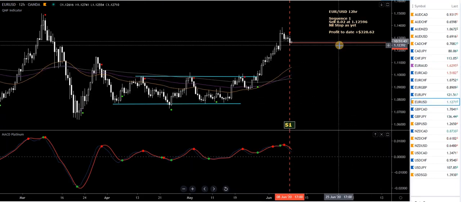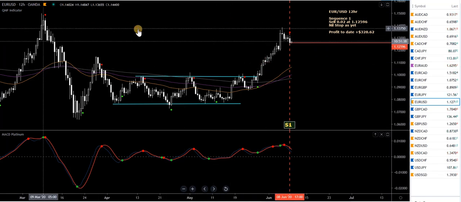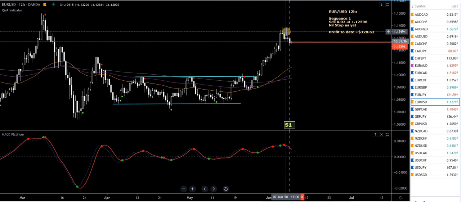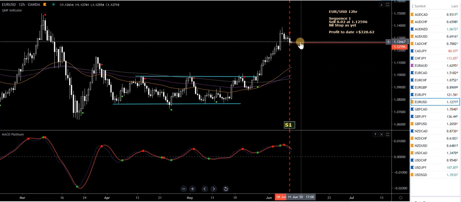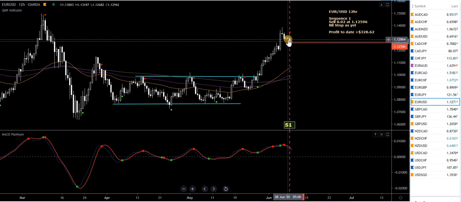Euro USD, standalone trade, a bit like the Aussie. We're at a sort of previous high. It's a high risk trade. The MAs are starting to move to the upside. MACD Platinum's above the zero level, just taking a sell.